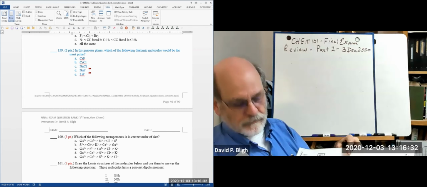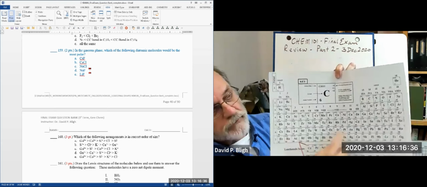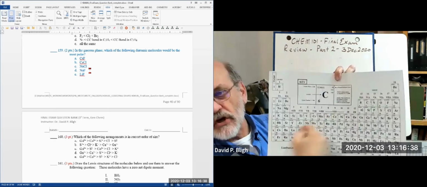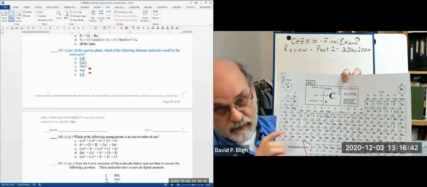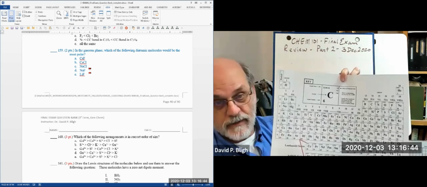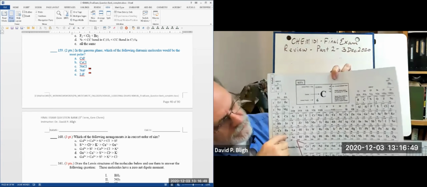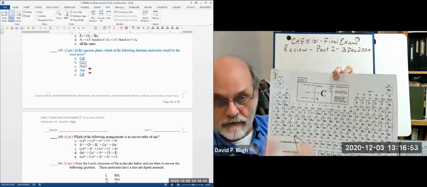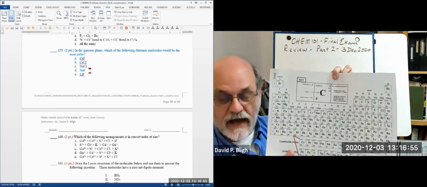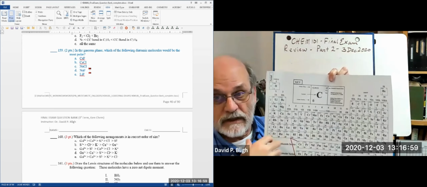So let's look, cesium fluoride. Cesium's way down here, lower left, fluoride is up there, upper right. That's a huge difference in electronegativities. So I'd say that's probably the best answer, the most polar. But let's see what else. Chlorine is less polar than fluorine. So that dipole is going to be less.